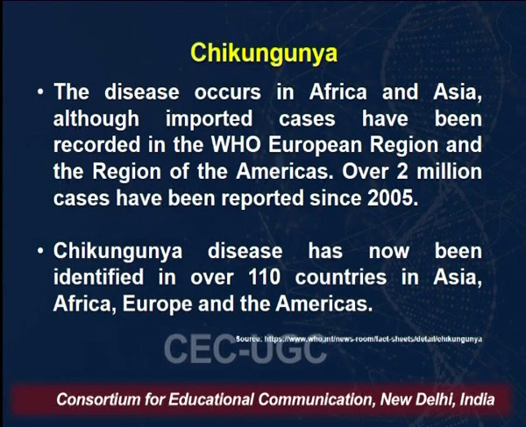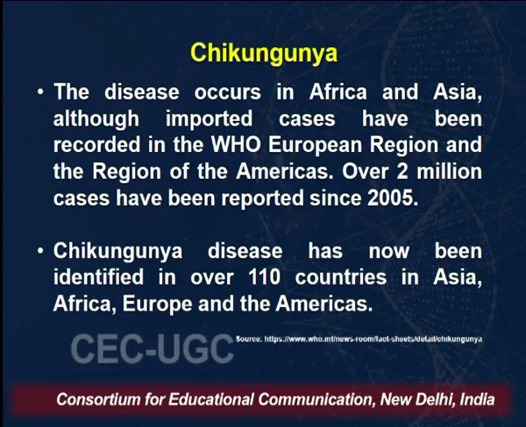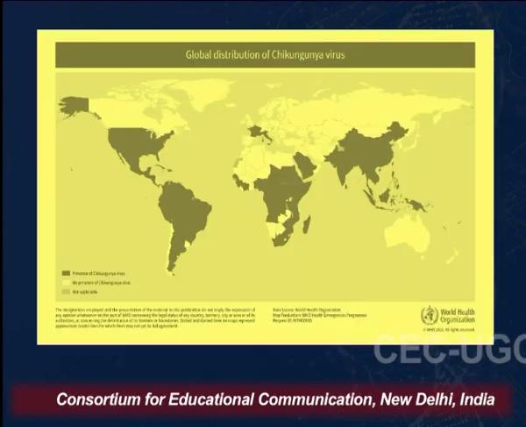Over 2 million cases have been reported since 2005, and chikungunya has now been identified in over 110 countries in Asia, Africa, Europe and the Americas. So, we can see this WHO released map which shows the spread of chikungunya across the globe. We can see the American, Asian and African countries which have a large spread of the chikungunya virus across various places.